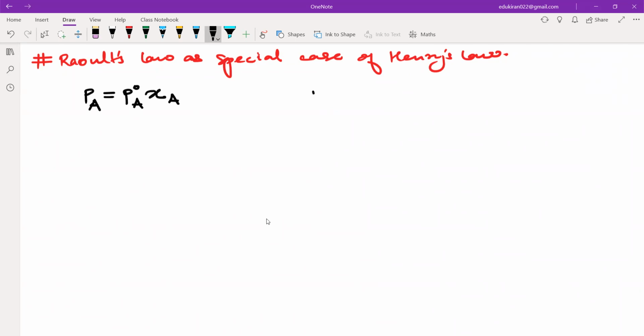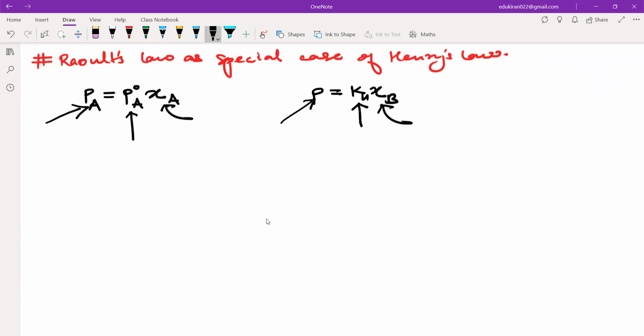Similarly, what does Henry's law state? It states that the pressure of a solution will be equal to Kh into chi B, the mole fraction. And here many things are similar. Here also you are getting pressure, here also pressure. This chi B is the mole fraction, and this chi is also a mole fraction. This is a constant, Henry's constant, and this is also a constant.